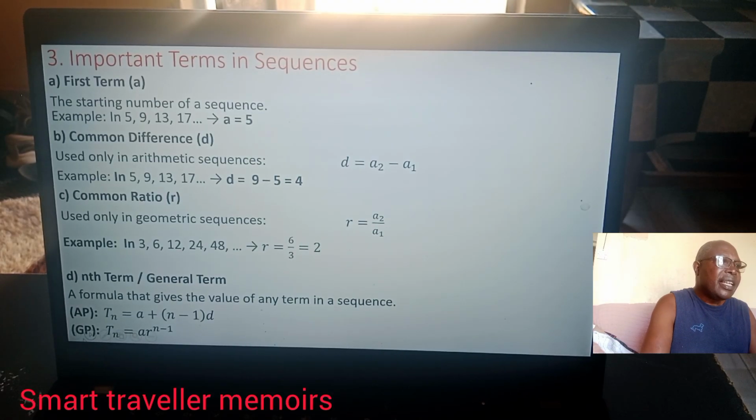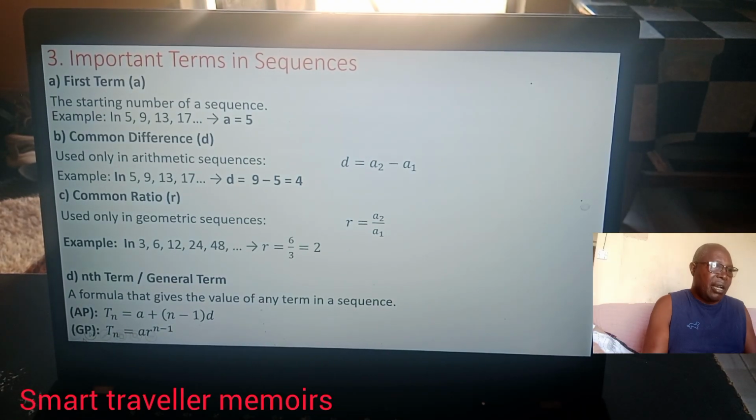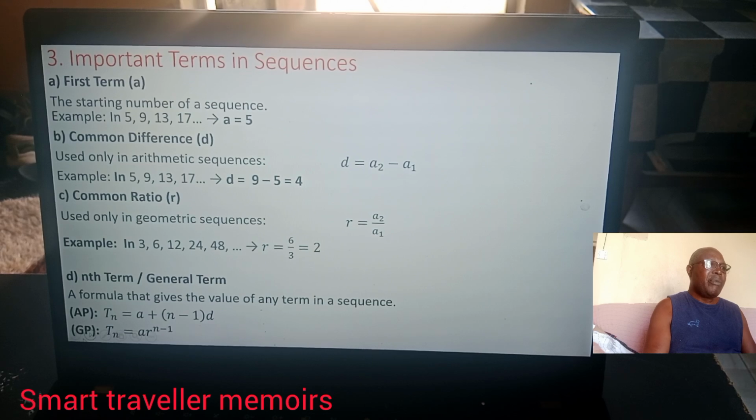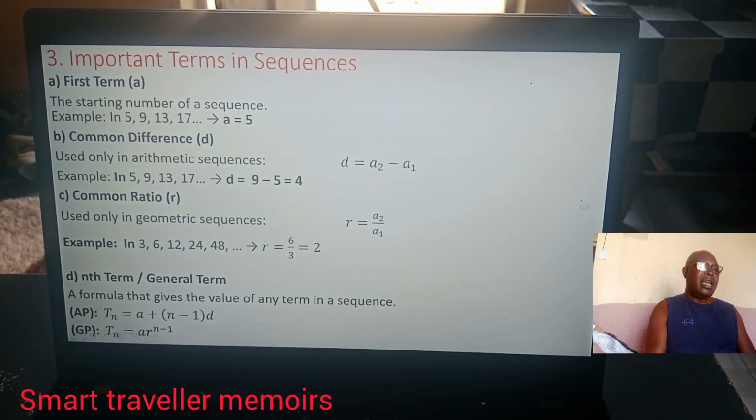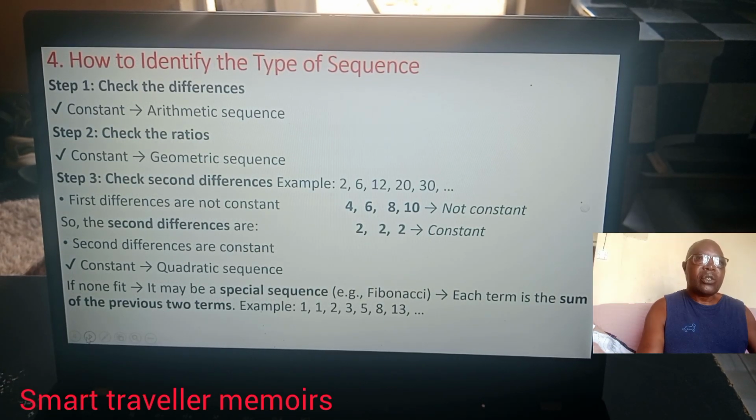The nth term, or general term, is a formula that gives the value of any term in a sequence. In AP, the formula is Tn is equal to a plus (n minus 1)d, and in GP, Tn equals a r raised to n minus 1.